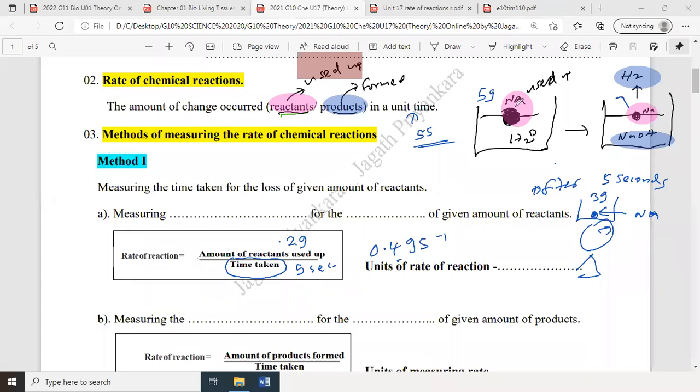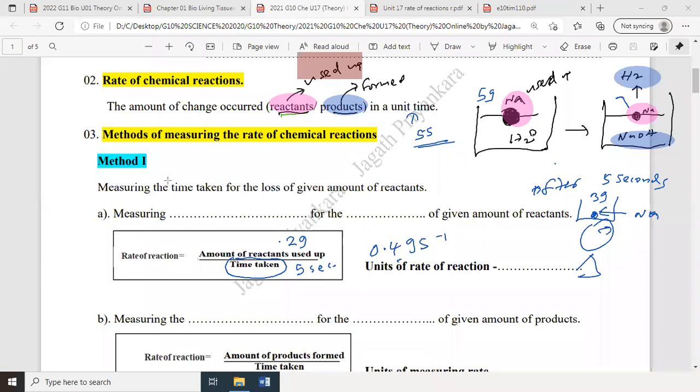You put magnesium or any other reactant and check how fast it's getting disappeared, how fast it is getting used up. If it is a mass, you can take the weight. If it is concentration, you can find the change of concentration, change of mass, right? So therefore reactants utilized. Or else you can take the product formed also. First we'll complete the blank for this. Complete the first blank. Measuring the time taken.